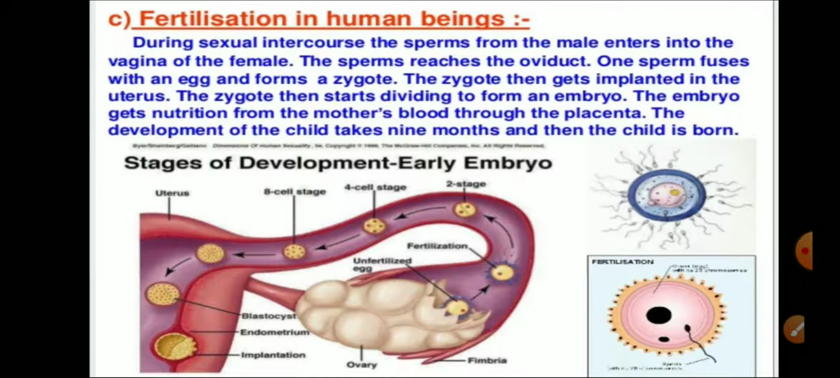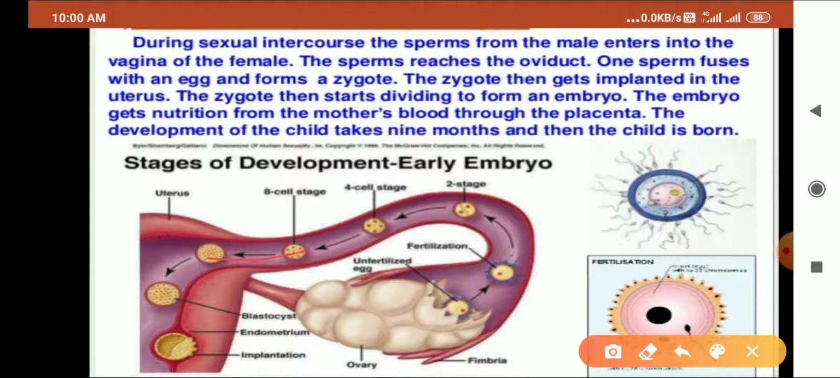As the sperm reaches the ampulla isthmus junction, here the sperm fuses with the ova. The fertilization will take place. After the fertilization, the zygote will be formed. The zygote then gets implanted into the uterine wall and starts dividing.